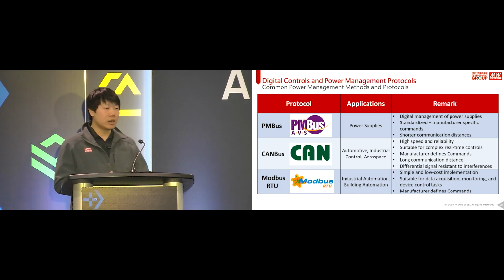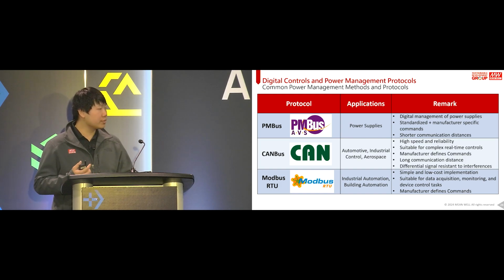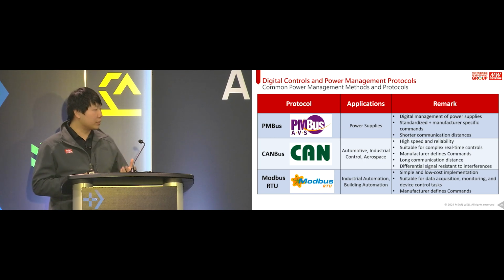And then the last one we've seen more and more use of is Modbus RTU. Modbus is more common in industrial automation and building automation communications. It is a simple and low-cost implementation, and it's suitable for data acquisition and set-and-forget type control applications. Because of the limitation on the communication bit rate, Modbus RTU is not suitable for real-time acquisition applications like CAN bus, where you want to adjust on the fly, acquire a lot of feedback data, and then control. So Modbus is more typically used for setting parameters and operating conditions before the supply is turned on and running in the field.